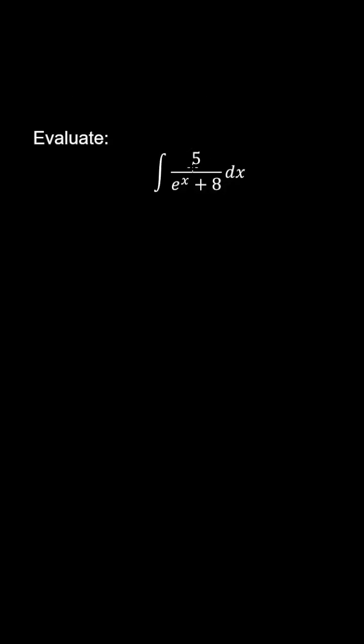Let's evaluate this integral. So we can see that we cannot apply u substitution directly, so we'll simplify the integral algebraically by multiplying by e to the minus x on e to the minus x. So if we take 5 outside the integral because it's a constant, we have e to the minus x over e to the 0, which is 1, plus 8e to the negative x. And this is evaluated with respect to x. And now we can use u substitution.